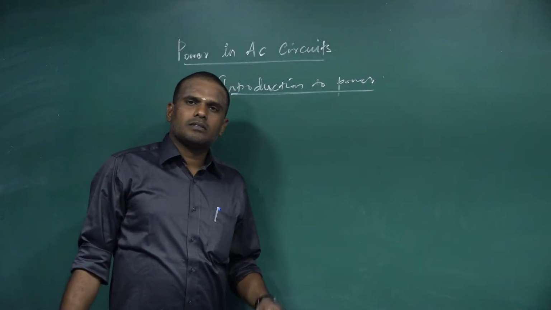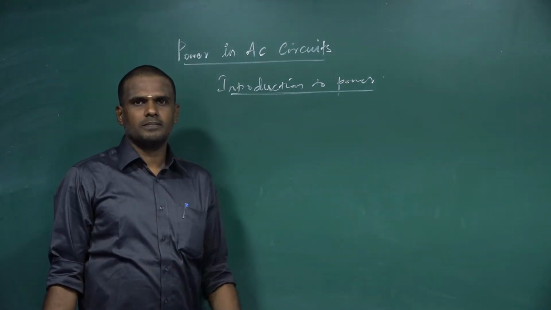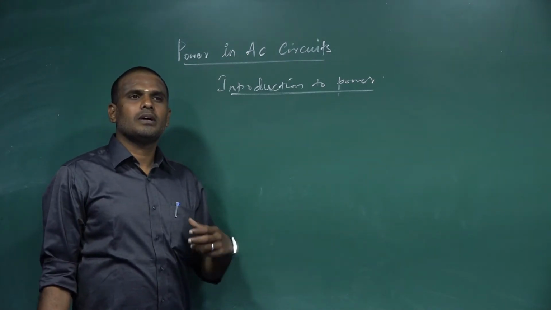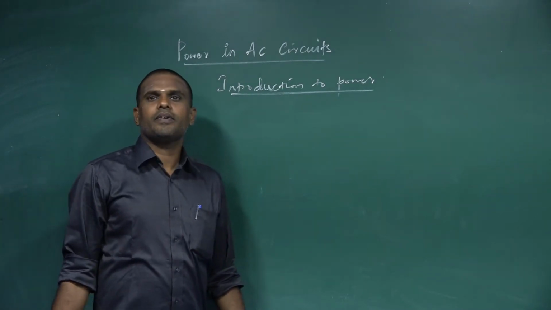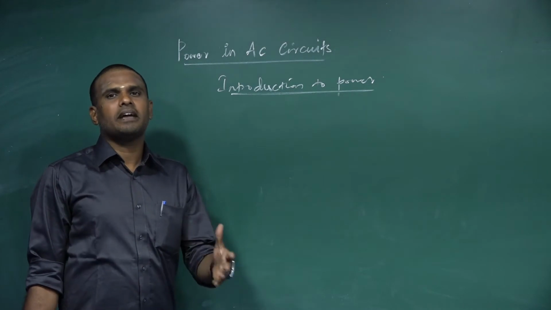In mechanics we have come across the term power, which is the rate of doing work. Here also the same idea applies, but we are going to speak about electrical work or electrical energy. So power in an AC circuit is defined as the rate of consumption of electrical energy by a circuit.